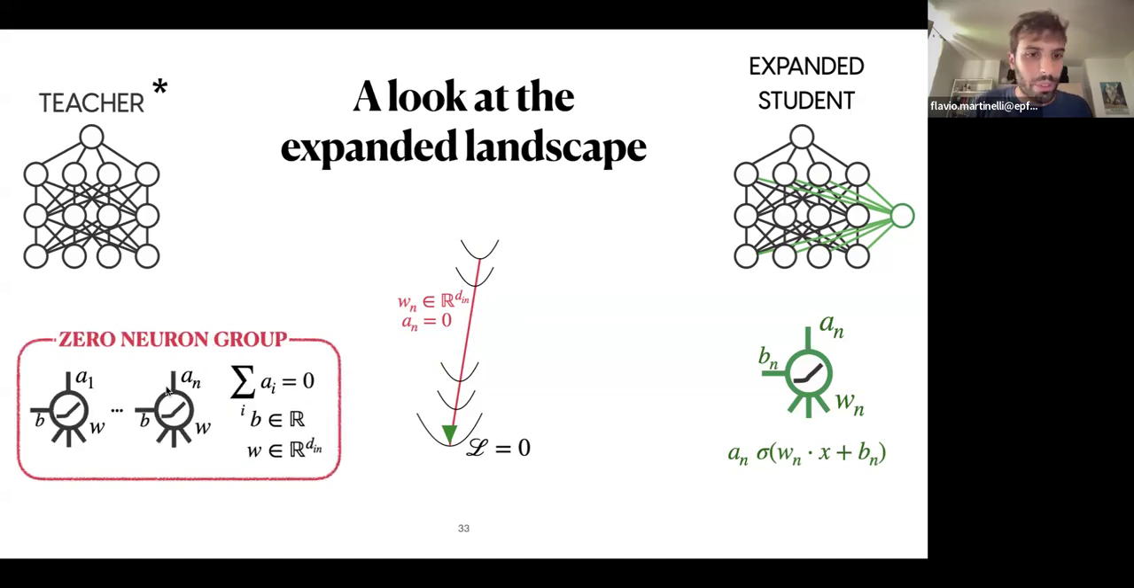I can also add more than one neuron, a zero neuron group, as long as they all extract the same arbitrary feature and their contributions sum to 0. And these are neurons that can happen at zero loss.